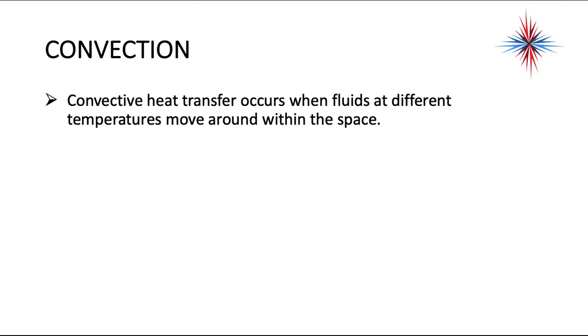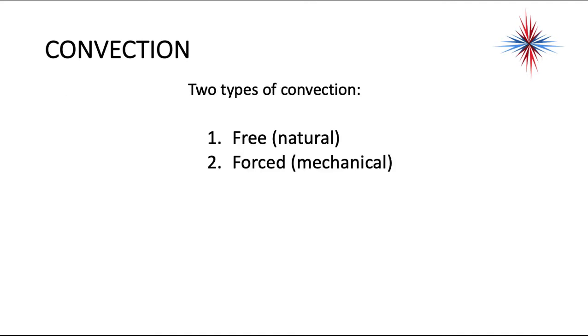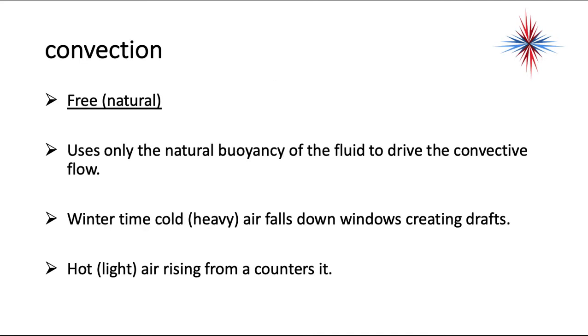Convection heat transfer occurs when fluid at different temperatures moves around within a space. Again, the hot water is less dense, it rises. Cold water is more dense, it falls. We have two types of convection. We have free, which is called natural convection, and we have forced, which is called mechanical convection.